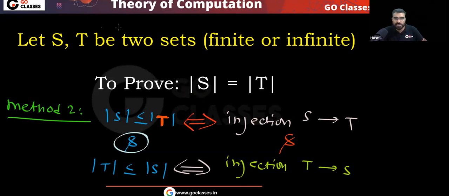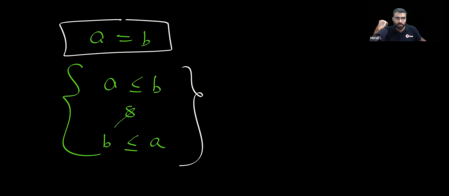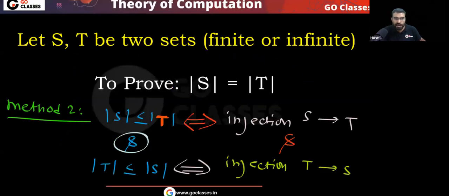If you want to prove two sets have the same cardinality, what can you do? See, the idea is simple. If you want to prove A is equal to B, then you can prove that A is less than or equal to B, and that B is less than or equal to A. Agree with me? So if you want to prove they have the same cardinality, you can prove that both of these are true. If you want to prove that S cardinality is less than or equal to T cardinality, create an injection from S to T. And if you want to prove the other, create an injection from T to S.